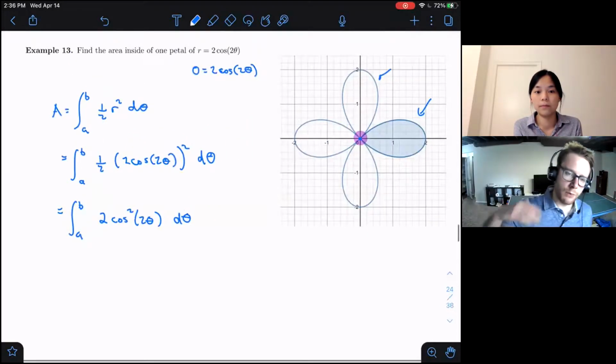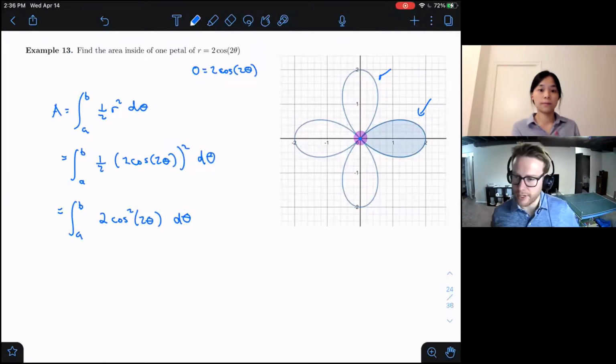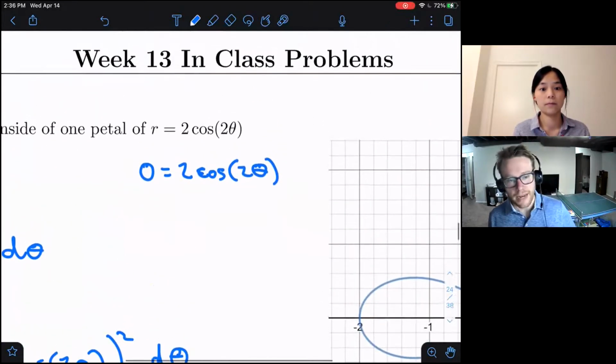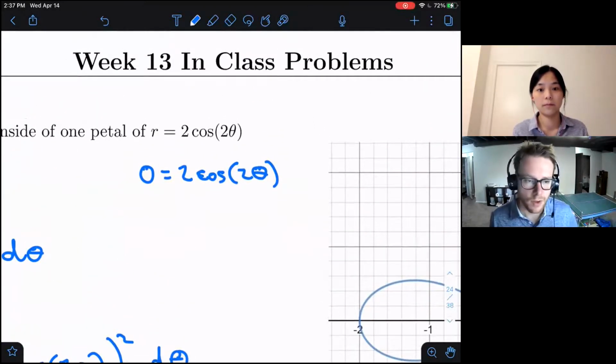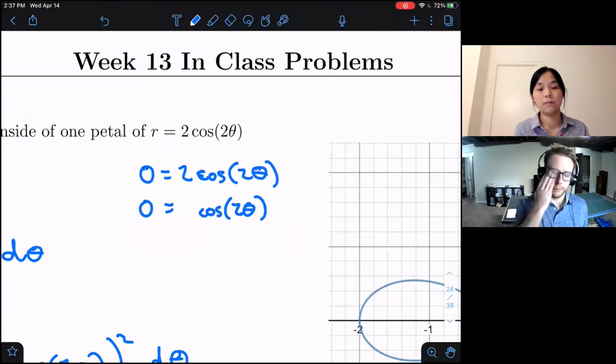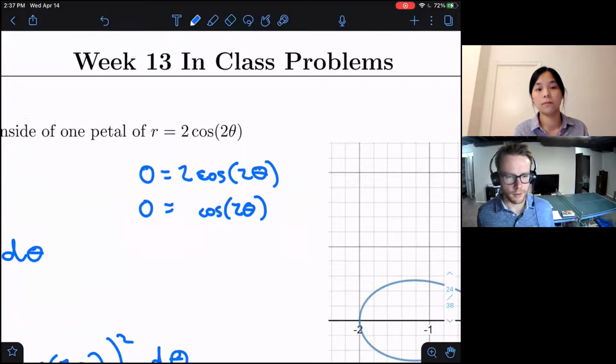Right, at this point, we really need to know what is our starting point and what is our ending point, right? When are we on this petal here? And so, now you need to solve this equation. Of course, we can divide by 2, right? And get cosine of 2 theta is just equal to 0, because 0 divided by 2 is still 0.